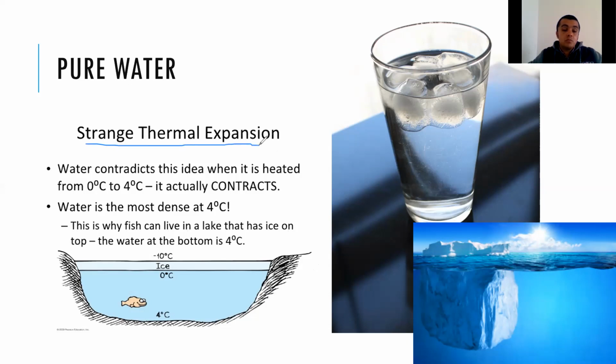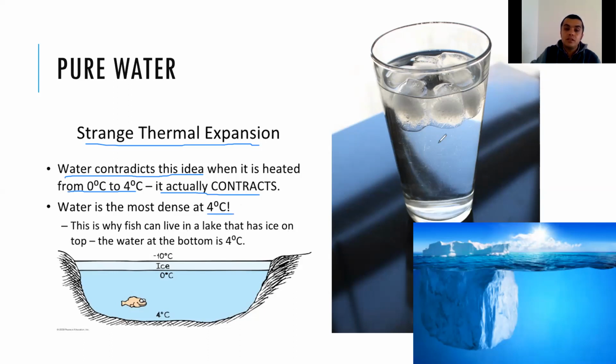So with thermal expansion, the particles move away from each other when you supply energy. Water contradicts this idea: when it is heated from 0 degrees Celsius to 4 degrees Celsius, it actually contracts. So when you cool down water, what happens? It contracts, which means that the density decreases, okay? And water is the most dense at 4 degrees Celsius. Is it like that? Yes.